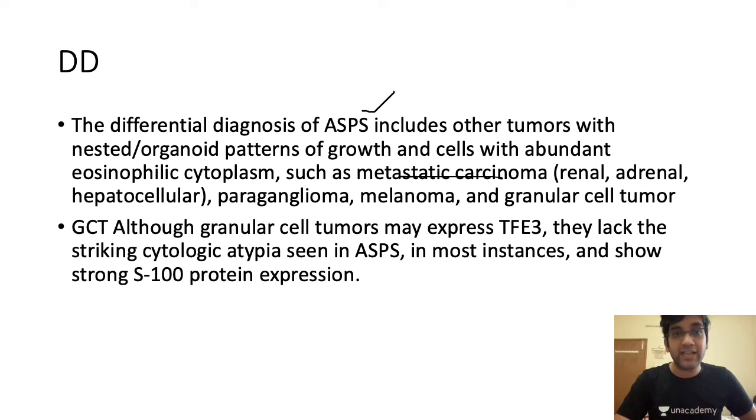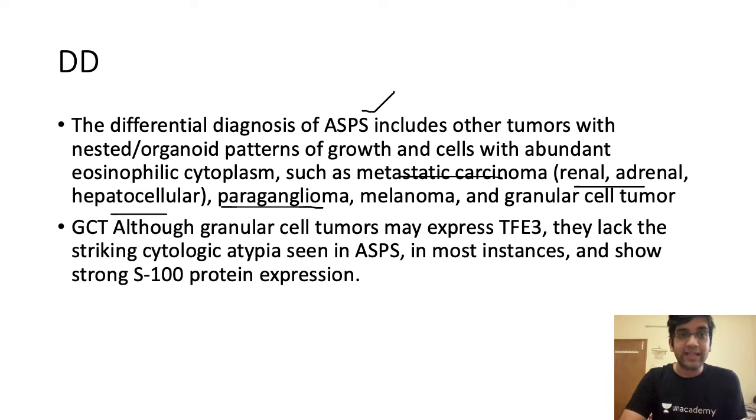Metastatic carcinomas, especially renal, adrenal, hepatocellular, are possibilities. Why these three especially is, again, kidney, hepatocellular, adrenal, all these can have eosinophilic to clear disintegrated cytoplasm. So I can easily mistake them for that, right?